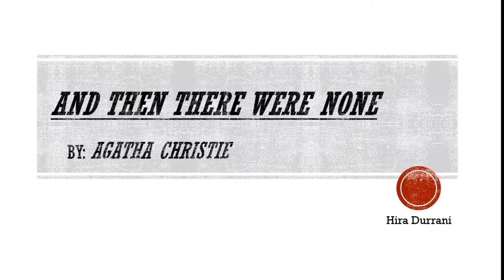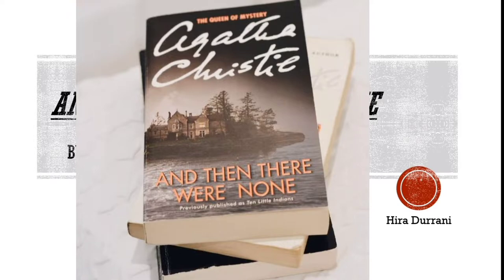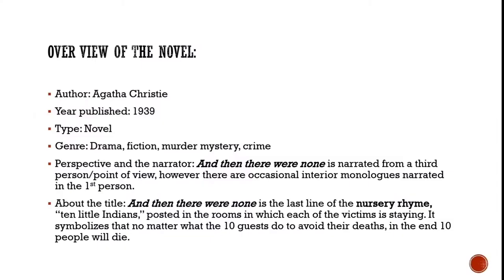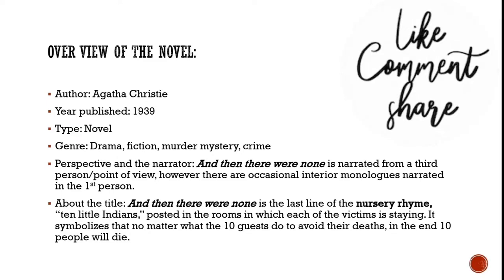Today we are going to study a novel by Agatha Christie, And Then There Were None. It's a gothic fiction and even a murder mystery. So let's begin. The author of this novel is Agatha Christie. The year in which it is published is 1939. It is a novel, not a short story, not a novella, but a novel.